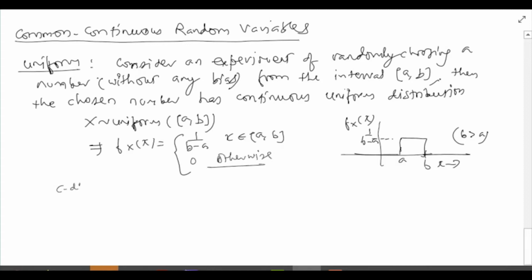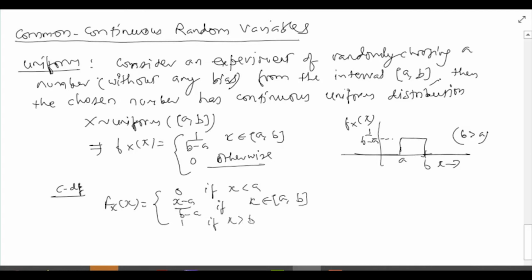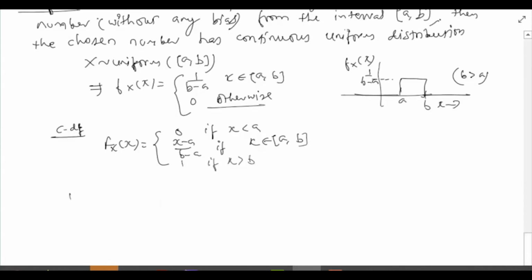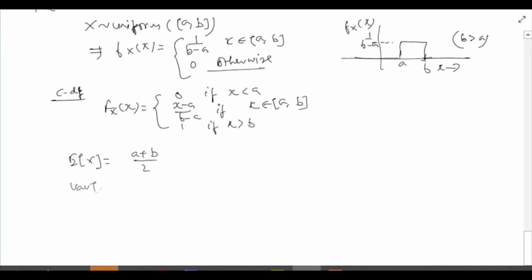Clearly, its CDF can be written as F(x), which will be 0 if x is less than a, (x minus a) divided by (b minus a) if x is between a and b, and it is 1 otherwise, if x is greater than b. Moreover, its expectation is (a plus b) by 2, same as in the discrete case, and variance is (b minus a) whole square divided by 12. This has a slightly different expression than in the discrete case.